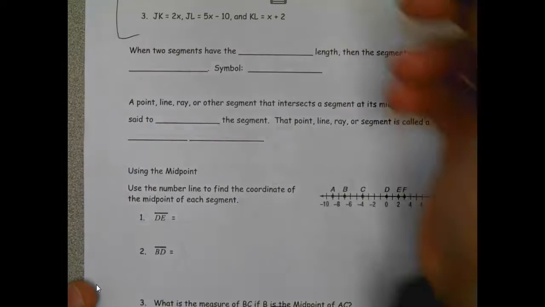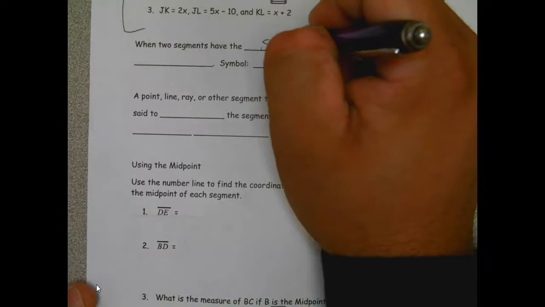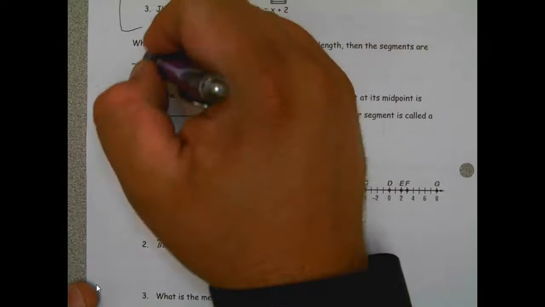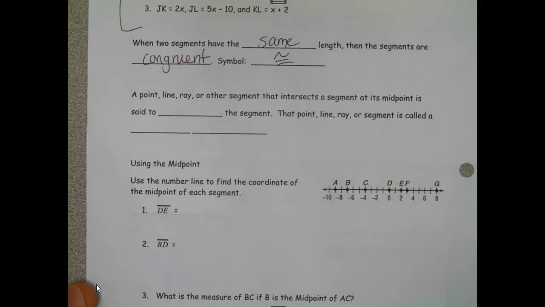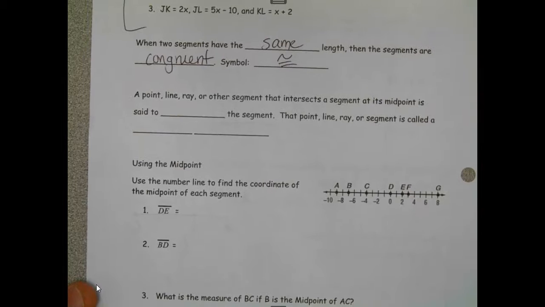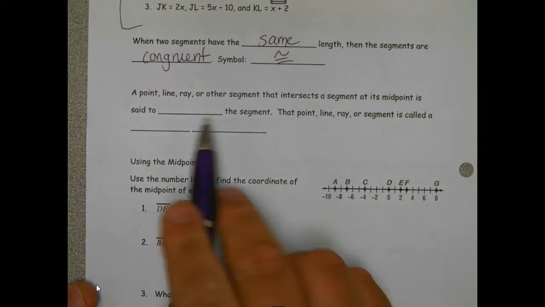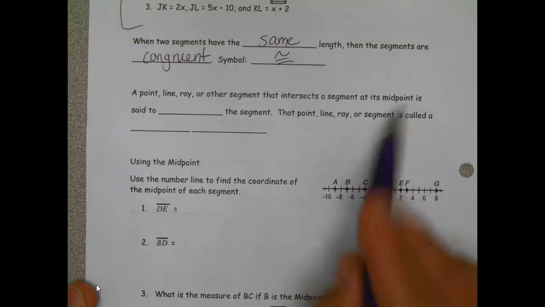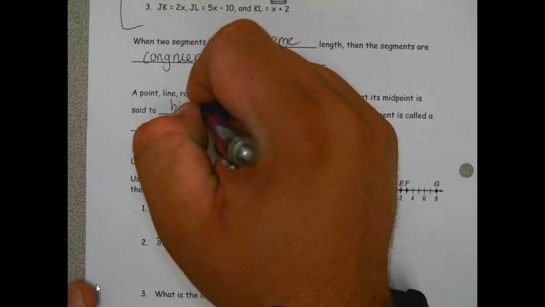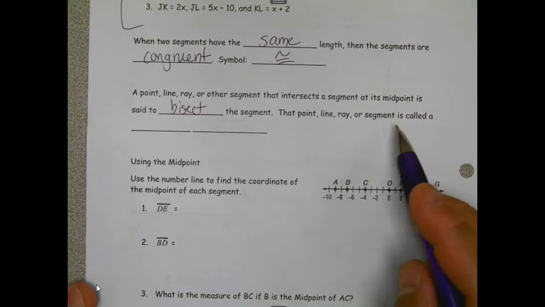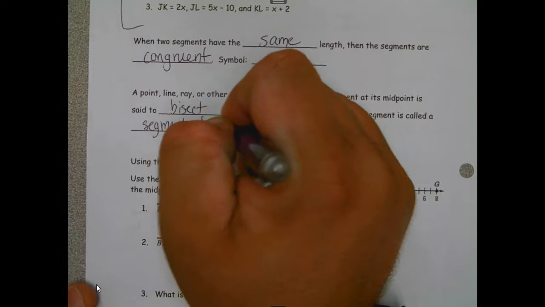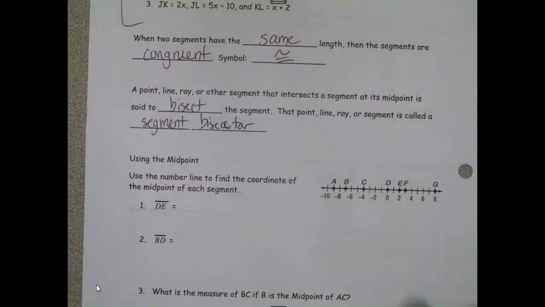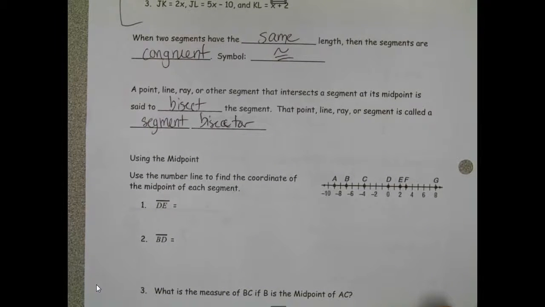When two segments have the same length, then the segments are what we call congruent. And the symbol for that is ≅. And the reason we can figure this out is because we know the word midpoint. A point, line, ray, or other segment that intersects a segment at its midpoint is said to bisect the segment. That point, line, ray, or segment is then called a segment bisector. So if a point, line, or ray breaks a segment right down the middle, then each side is equal.